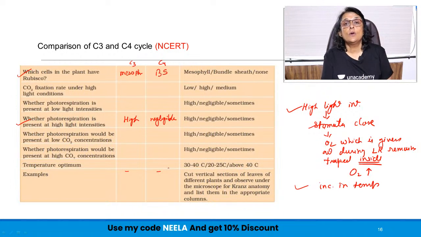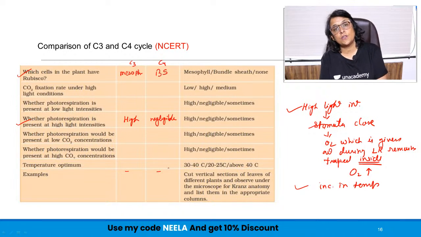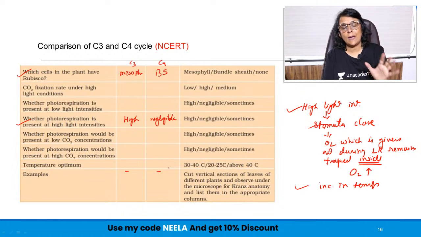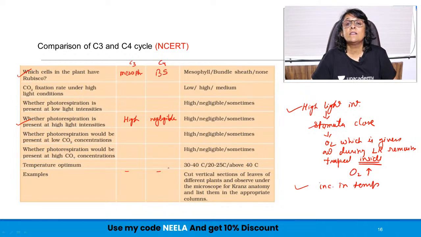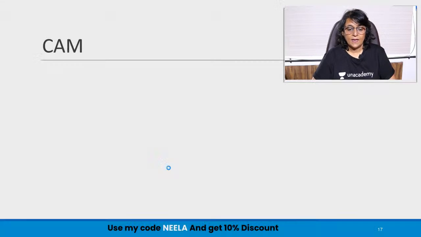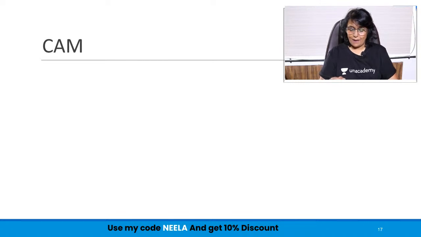Okay, so we have seen the comparison of C3 and C4 plants in our own language, and when we do it in a bookish language, the comparison is the same, but the points are written in a slightly different manner. So this helps us in revising C3 and C4 cycles. Now let us come to another pathway which is called CAM.